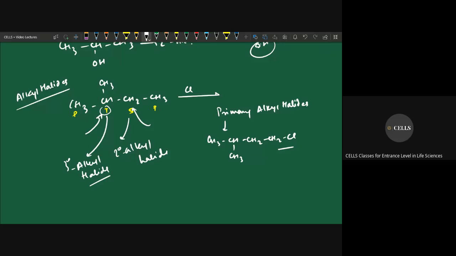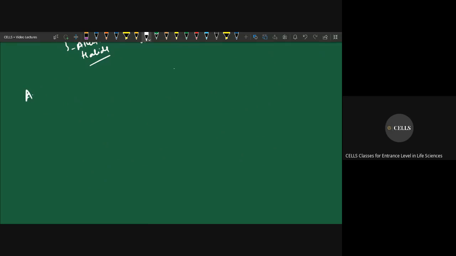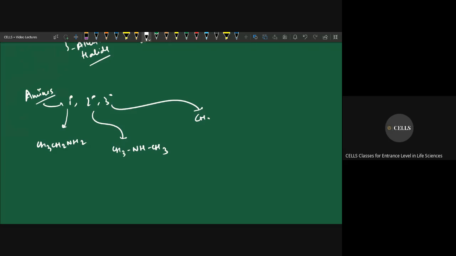Now amines can also be primary, secondary as well as tertiary, right? Primary will look like CH3 CH2 NH2. Secondary will look like CH3 NH CH3, and tertiary amines will look like CH3 N CH3 CH3, because the nitrogen has only 3 valencies.